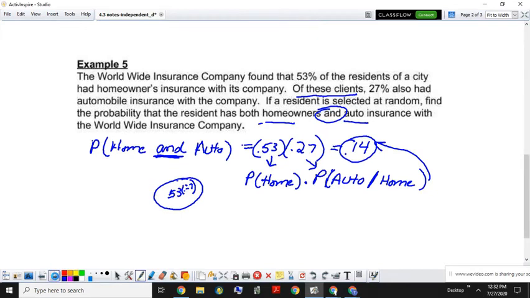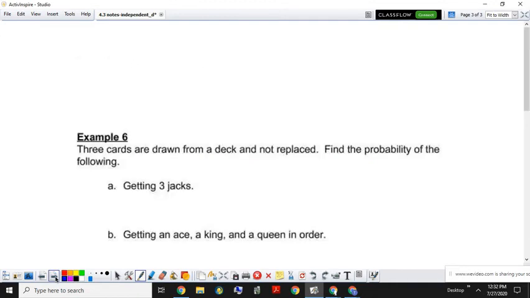All right, last example with cards. For these card problems, if it was me, I would just go through and multiply them together and change them to decimals. It's probably easiest to do that. So there are 3 cards drawn from a deck and not replaced. We're going to find the probability of the following. We want 3 jacks in a row, and we're not replacing.